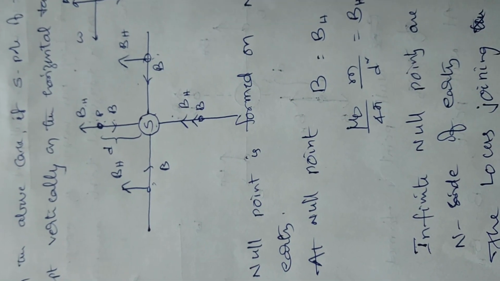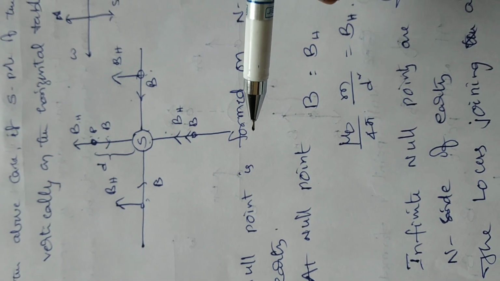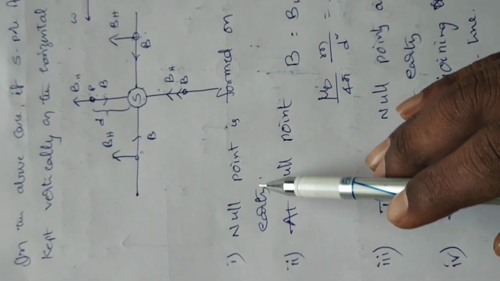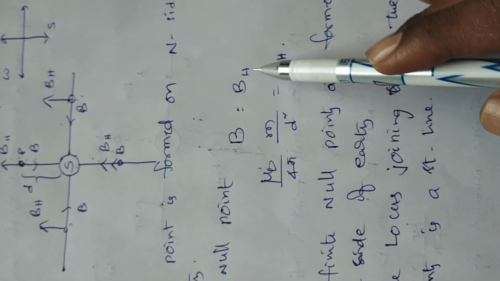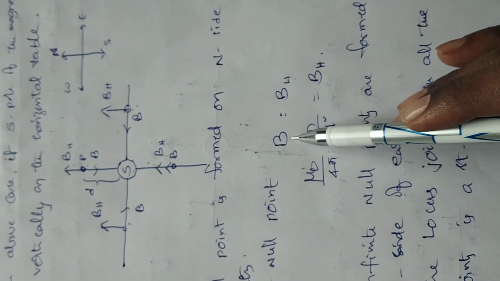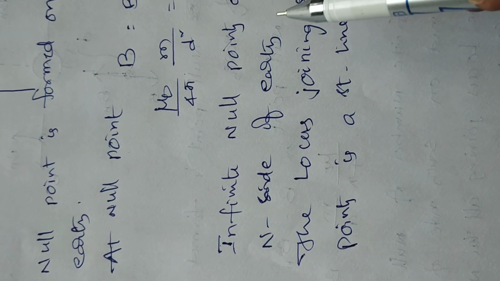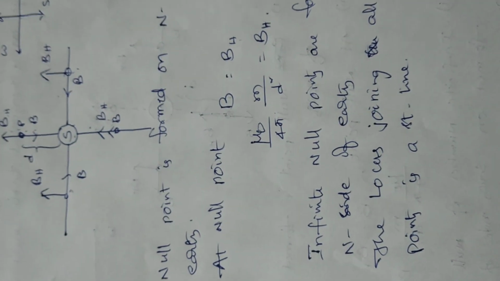In the previous example, the null point is formed towards the south. Here the null point is formed towards the north. Right? The null point is formed on the north side of the earth. At the null point, B equals BH. B is the field generated by the isolated pole, mu naught by 4 pi into m by d square, equivalent to BH. Infinite null points are formed on the north side of the earth. Now the locus joining all the null points is a straight line which is parallel to the magnet.